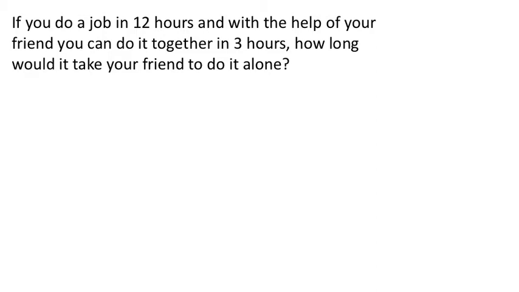But if you can do a job in 12 hours, and with the help of your friend, you can do it together in 3 hours. Notice it's not telling us how long it takes the friend to do it, which is why that produces this question: how long would it take your friend to do it alone? So right here, if you want to use a t, I like to use x's. I'm going to say x. X should pretty much always represent what you're trying to find on this one, and it's how long it's going to take. And I'll type this one in just because it's kind of wordy, but x is how long it takes your friend to do the job alone.